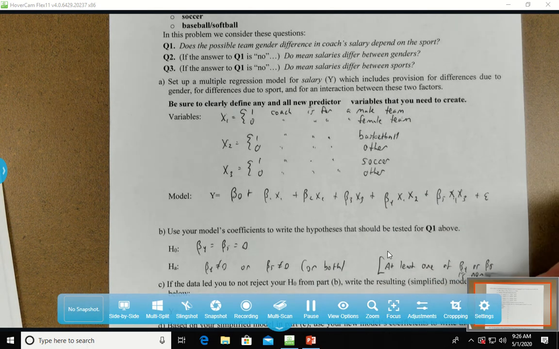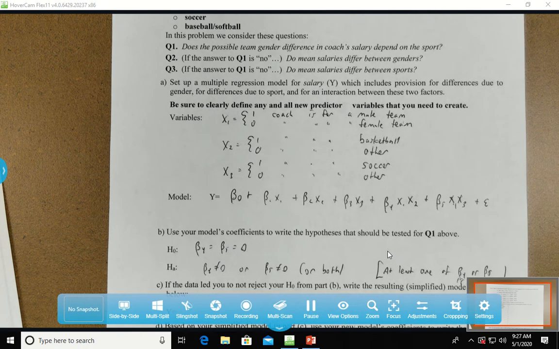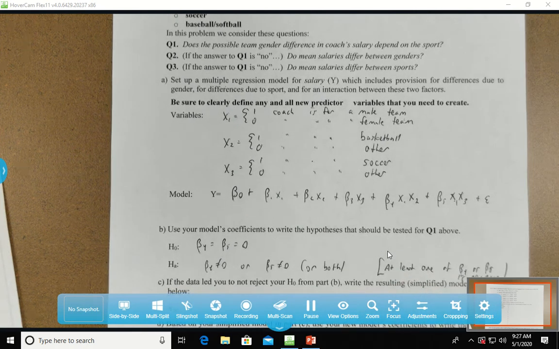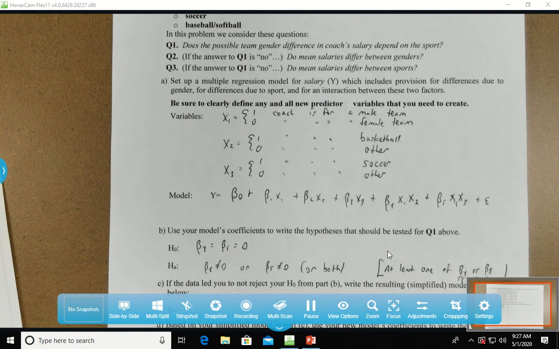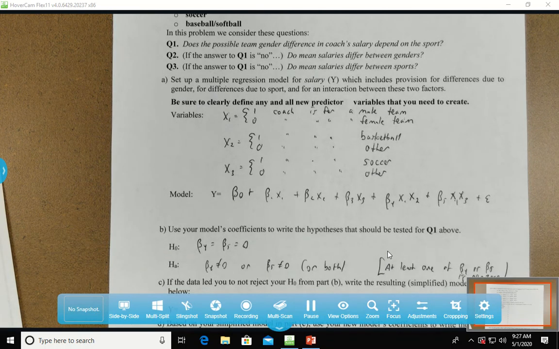One of the benefits of writing out the null hypothesis is that when you go back and reject or fail to reject, you can see what you're actually rejecting or failing to reject. Sometimes I go through a whole problem, get to the end, and think, okay, I reject the null hypothesis. What does that mean? You can go back and look at the null hypothesis. So this is about whether there is an interaction term.